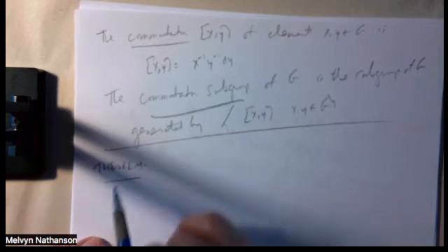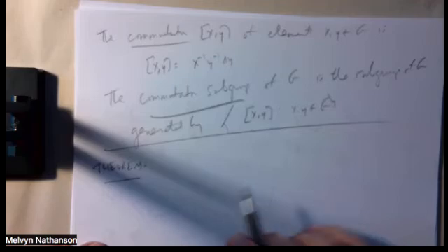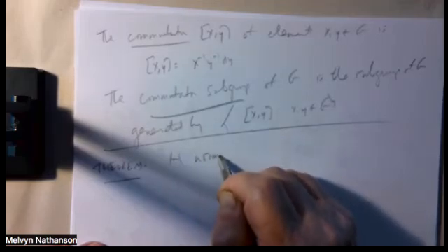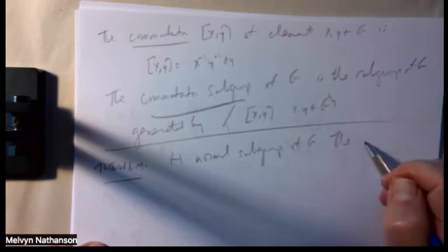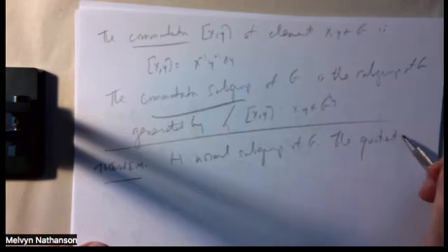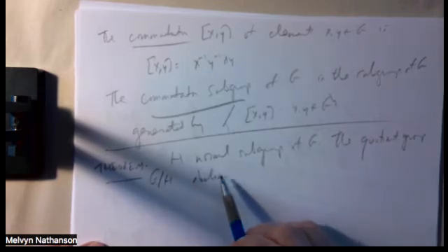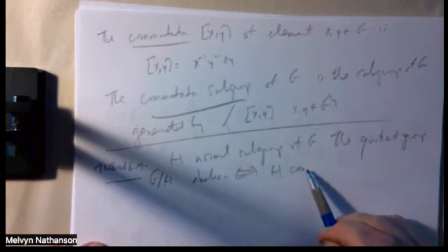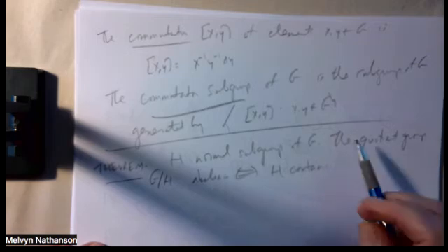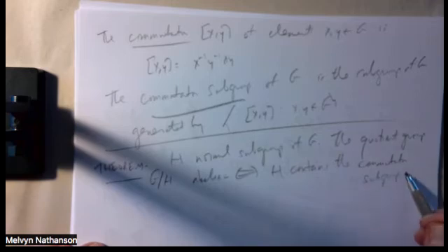And that leads to the following theorem. Groups are very complicated. Abelian groups are a little bit simpler than ordinary groups. And so suppose we have H, a normal subgroup of G. When is the quotient group abelian? It's abelian if and only if the subgroup H contains the commutator subgroup of G.